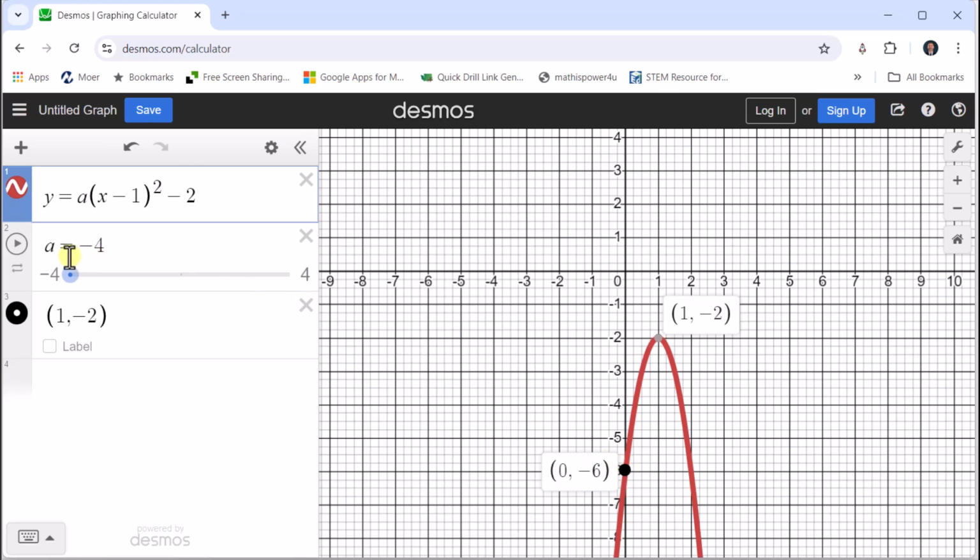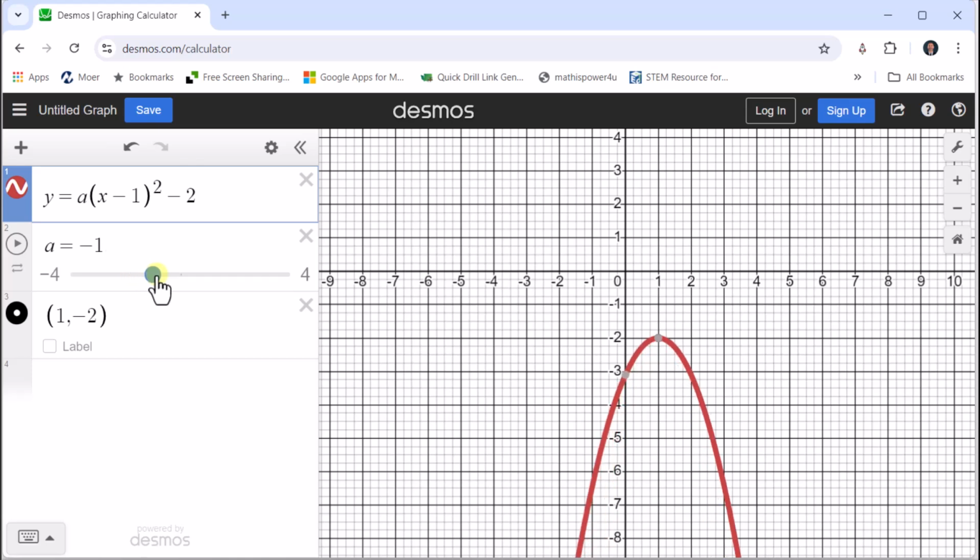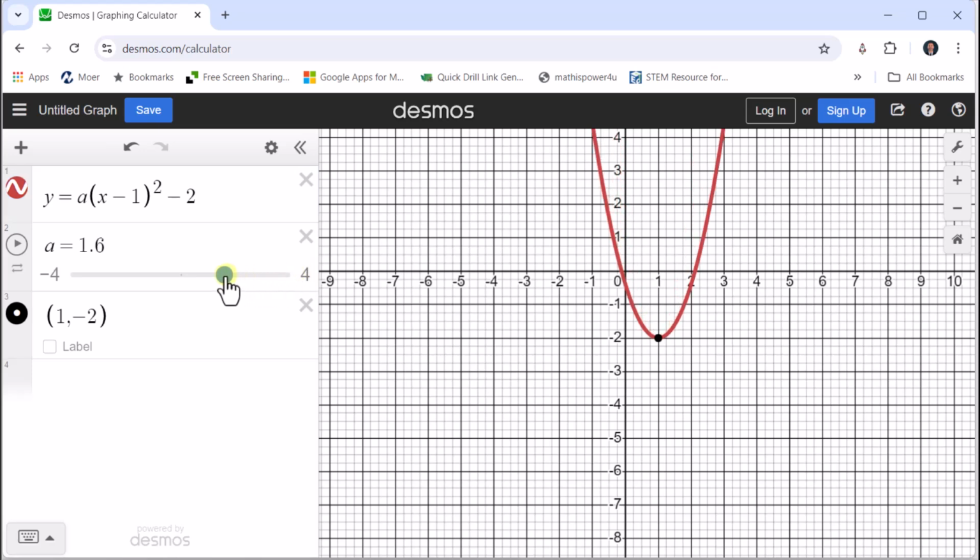And now let's see how the graph changes as we change a from -4 to +4. Notice when a is negative, the parabola opens down, and as soon as a turns positive, the parabola opens up. I'm going to go ahead and set a equal to 1. Remember, when the absolute value of a is greater than 1, the graph is vertically stretched. So as I move a from 1 to 4, the graph is vertically stretched and becomes more narrow.